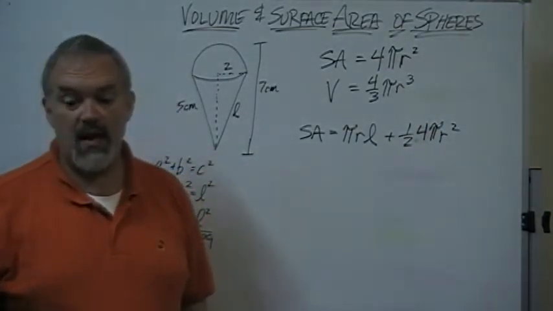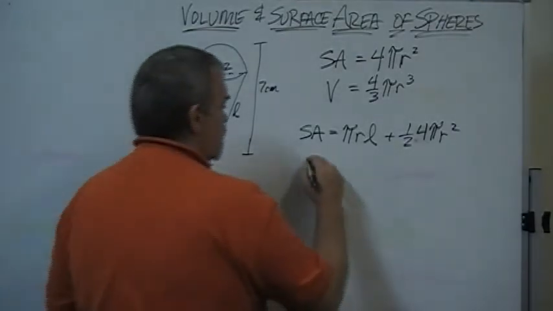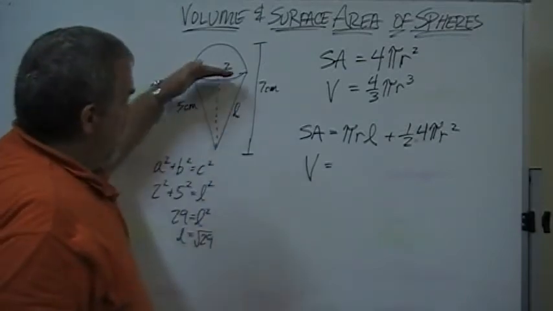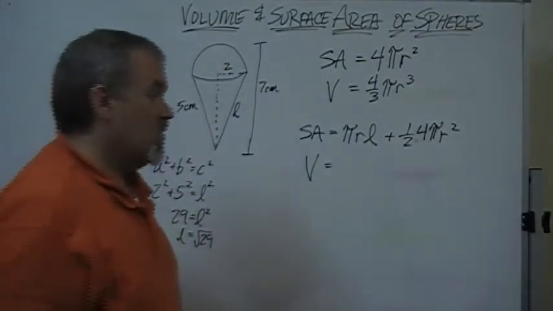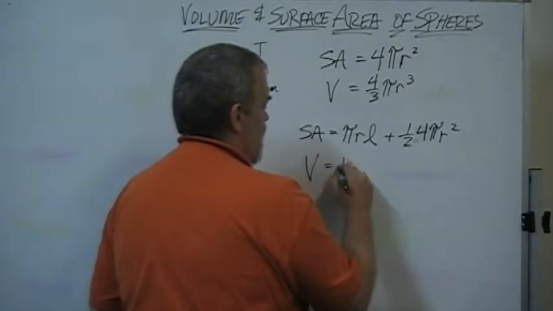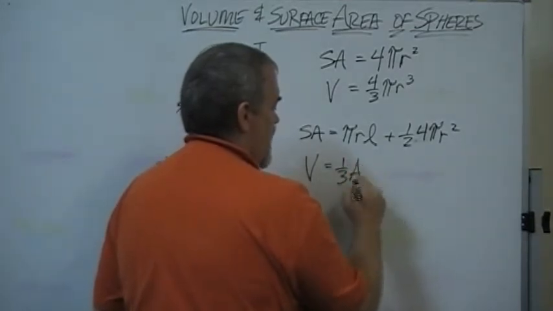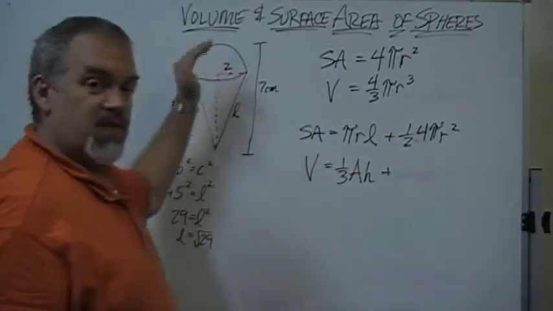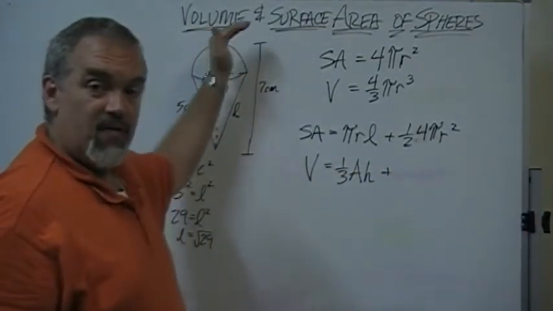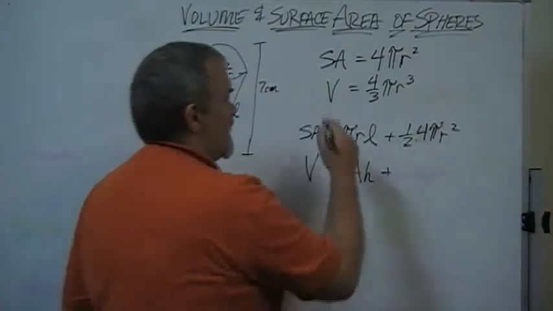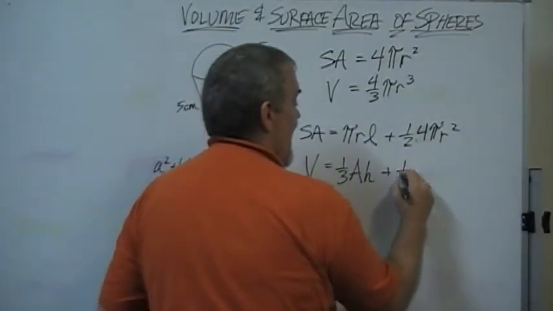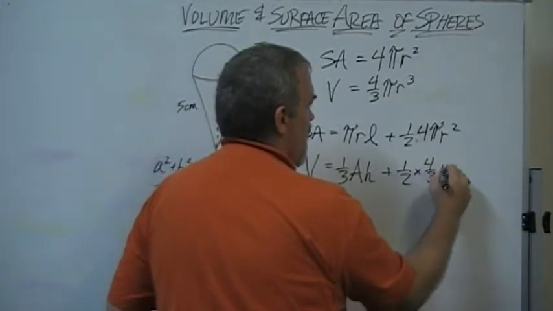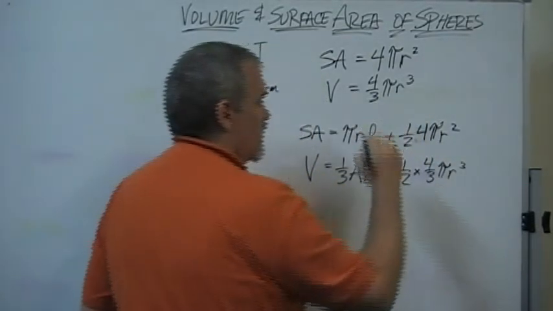Volume, same idea. Now, what's volume? Let's start with the cone. We just want from here down, what's the volume of the cone? Well, the volume of the cone is 1/3 the area of the base times the height. And then we want the hemisphere. We only need half of our sphere on the top. So that's going to be 1/2 times 4/3 pi r cubed.